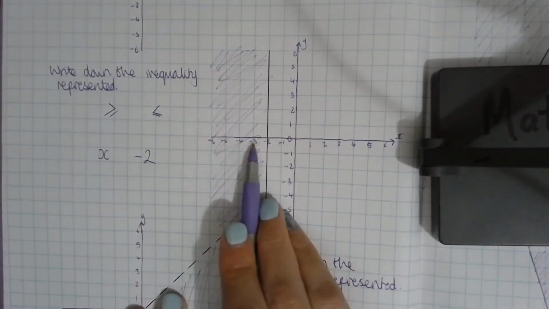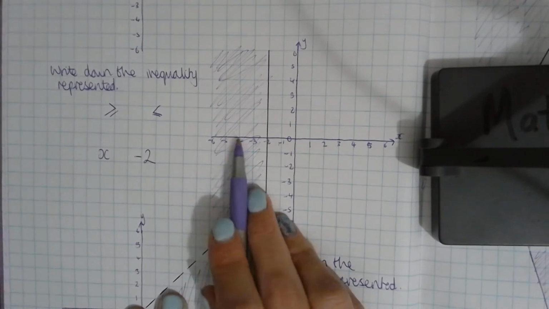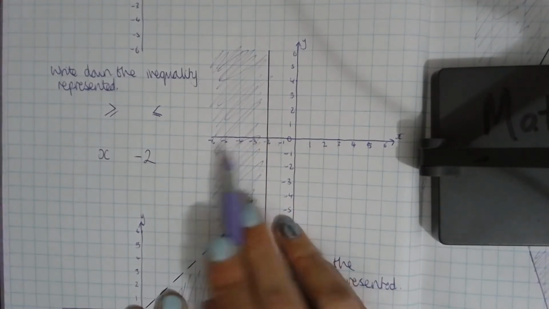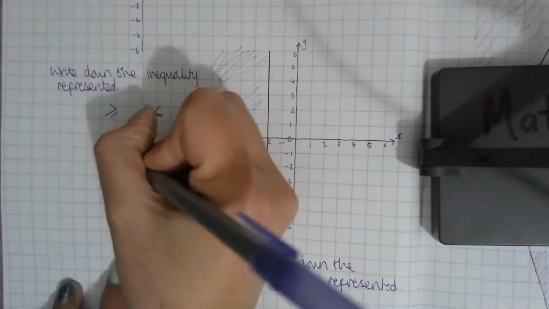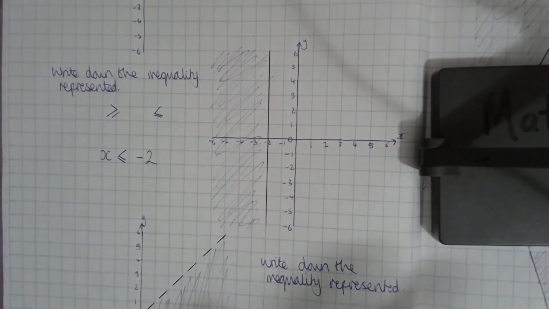And we have shaded x is -3, x is -4, x is -5, x is -6. All of these numbers are less than -2, so x must be less than or equal to -2.